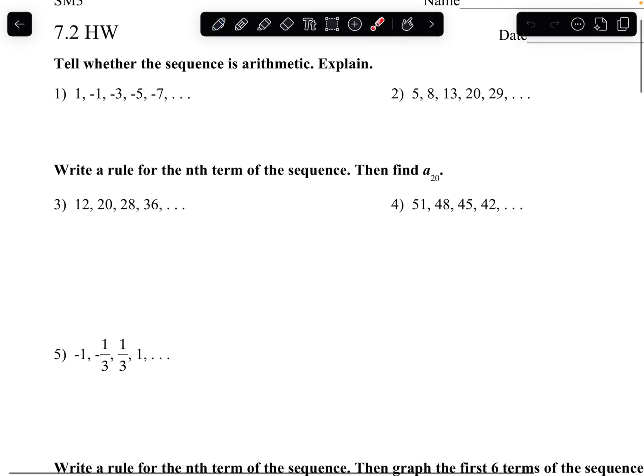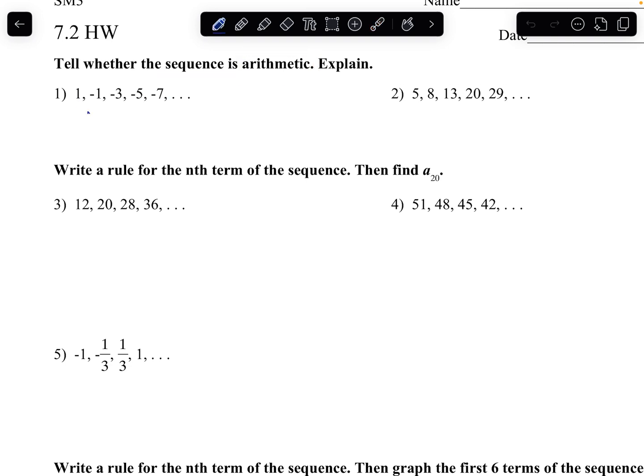So here we have a sequence of numbers: 1, -1, -3, -5, -7. If it's arithmetic, then the pattern has to be increasing or decreasing by the same number. From 1 to -1, what sort of change is that? That's a decrease by 2. -1 to -3, also a decrease by 2. So because every term decreases by the same amount, that pattern is called arithmetic.